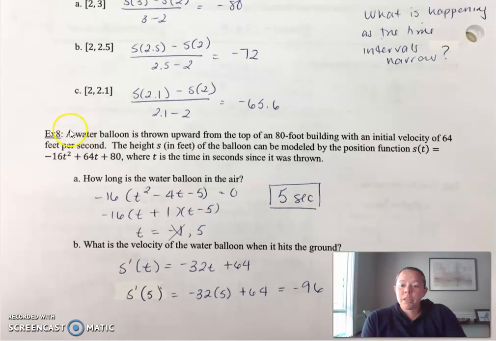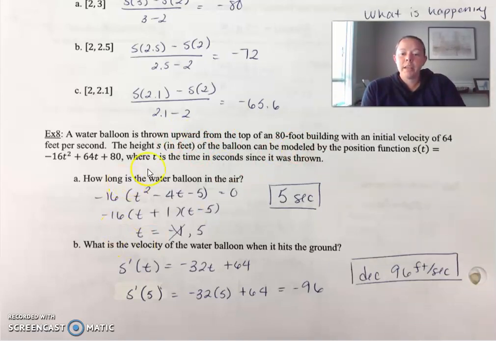All right, so now let's actually use our derivative skills we've been practicing. A water balloon is thrown upward from the top of an 80-foot building with an initial velocity of 64 feet per second. Height in feet of the balloon can be modeled by the position, where t is the time in seconds since it was thrown. How long is the water balloon in the air? There's no calculus involved here. When does that water balloon hit the ground? Well, that's when your position function equals 0. If you can factor, solve it by hand, but you probably want a graphing calculator to help with this one. Set it equal to 0, and you end up with t equaling 5.